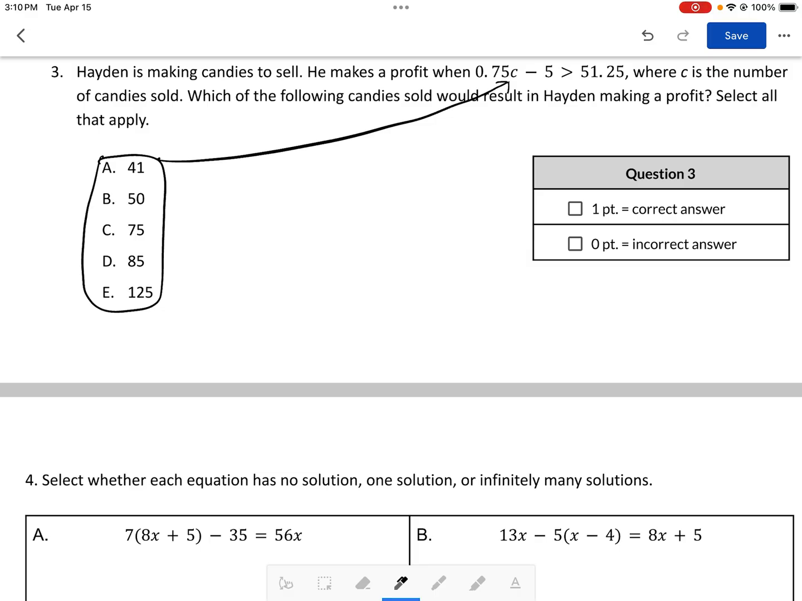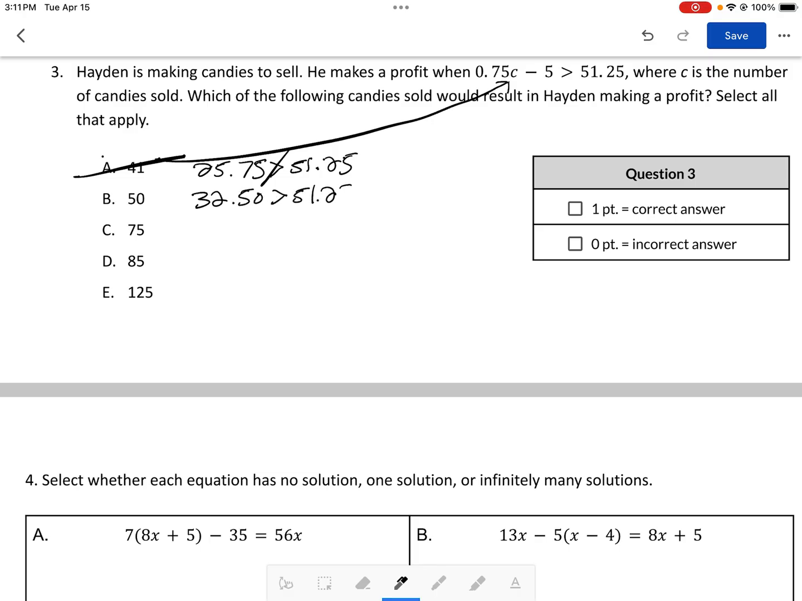So when I do that, I'm going to take in my calculator 0.75 times 41 minus 5, which is 25.75. Is 25.75 greater than 51.25? That is not a true statement, so A is not going to work. B, I'm going to plug in 50, so 0.75 times 50 minus 5 is 32.50, greater than 51.25. I know that is not true, so I'm going to cross B off.